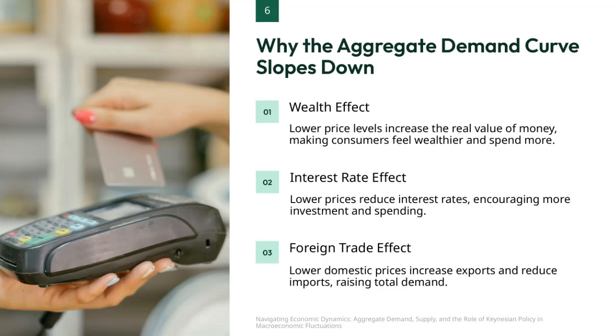Here we explore why the aggregate demand curve slopes downward by looking at three key effects. First, the wealth effect. When price levels fall, the real value of money increases, so consumers feel wealthier. This boost in perceived wealth encourages them to spend more. Next is the interest rate effect. Lower prices tend to reduce interest rates, which makes borrowing cheaper. As a result, businesses and consumers are more likely to invest and spend.